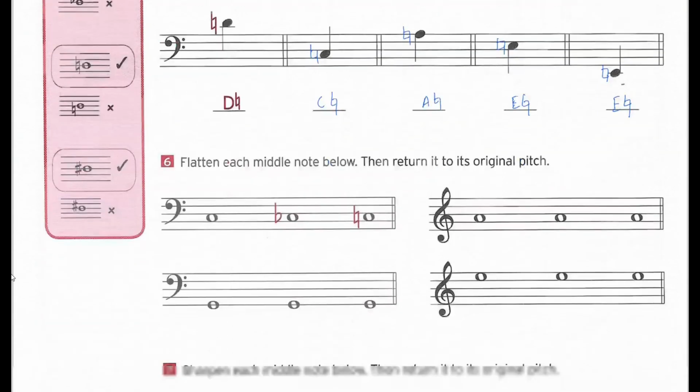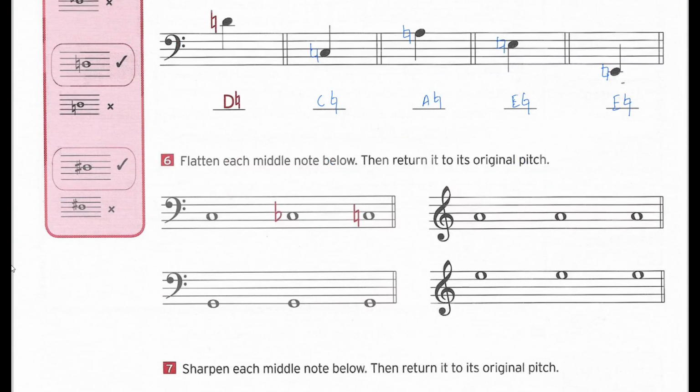Next we have: flatten each middle note below, then return it to its original pitch. What we have to do, you can see the example here, is put the center one into a flat and then make it back to natural. Make this one flat and make it back to natural. This one as well flat, then make it natural.